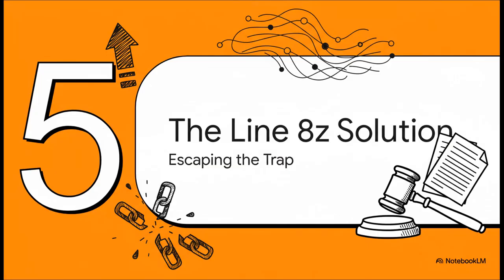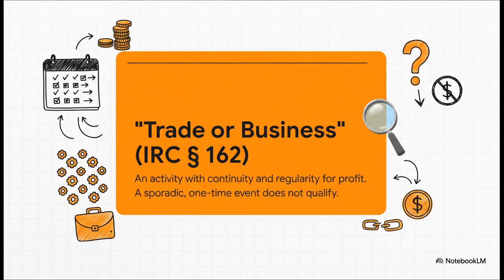Okay, so we've laid out the problem. We've seen just how bad the consequences are. Now, for the good part. Let's talk about the solution. Here's the legally solid, by-the-book way to get your client out of this mess. Our entire argument, our whole defense, comes down to the legal definition of a trade or business, right out of IRC Section 162. And the two magic words here are continuity and regularity.